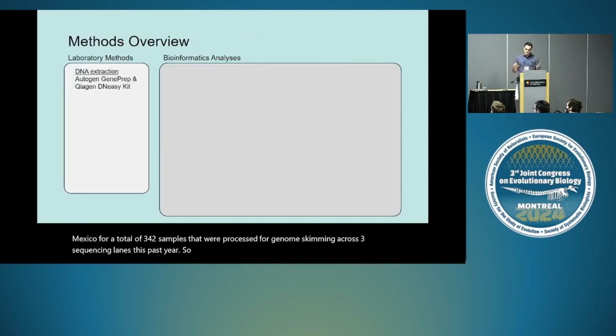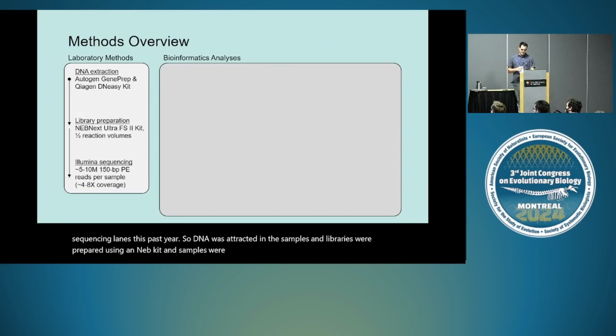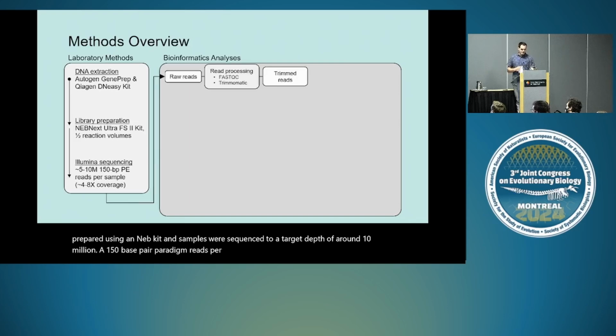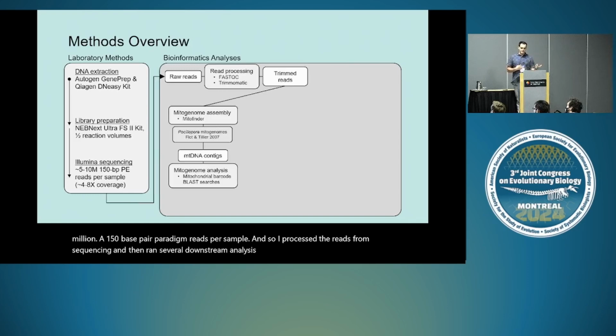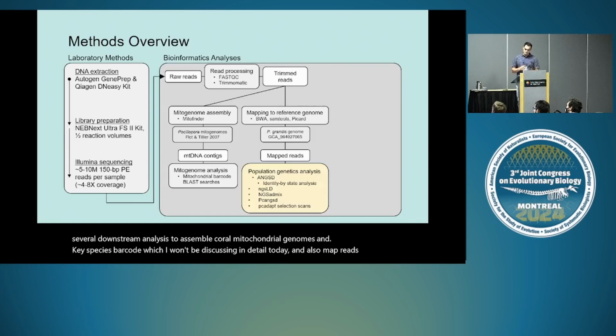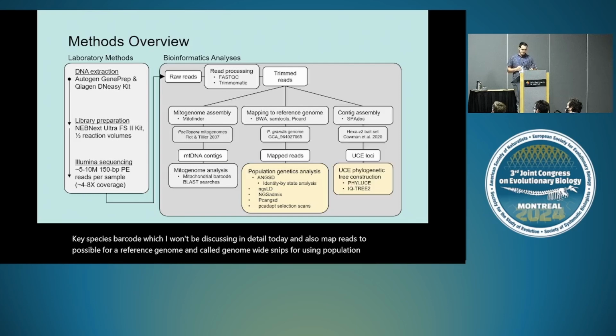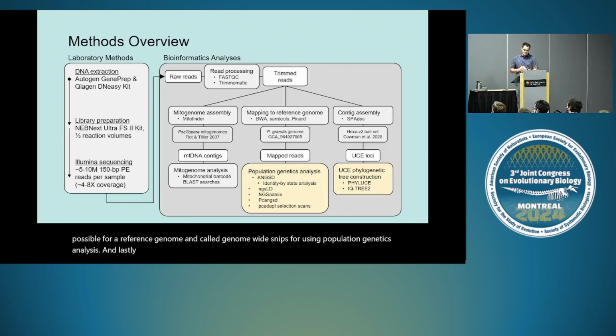So DNA was extracted from the samples and libraries were prepared using an NEB kit, and samples were sequenced to a target depth of around 10 million 150 base pair paired end reads per sample. And so I processed the reads from sequencing and then ran several downstream analyses to assemble coral mitochondrial genomes and extract a key species barcode, which I won't be discussing in detail today, and also map reads to Pocillopora reference genome and call genome-wide SNPs for use in population genetics analyses. And lastly, assemble contigs using SPAdes to extract these UCE loci for multiple sequence alignment and phylogenetic tree construction.